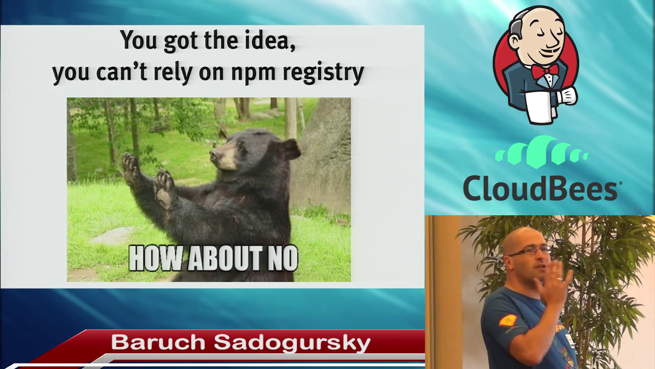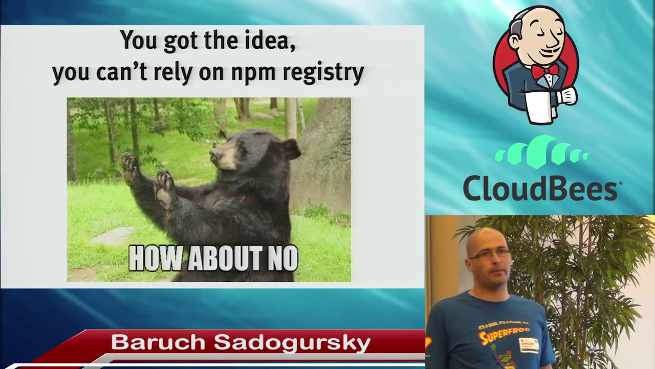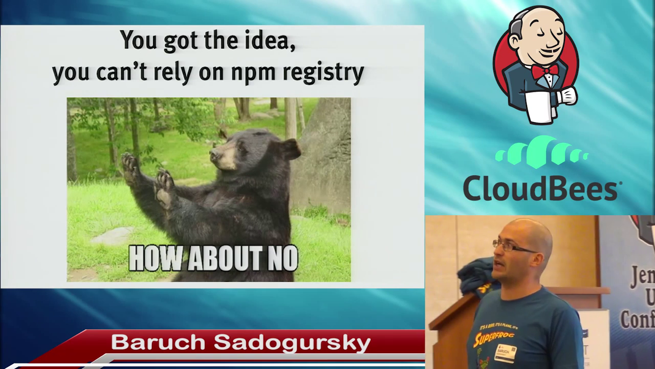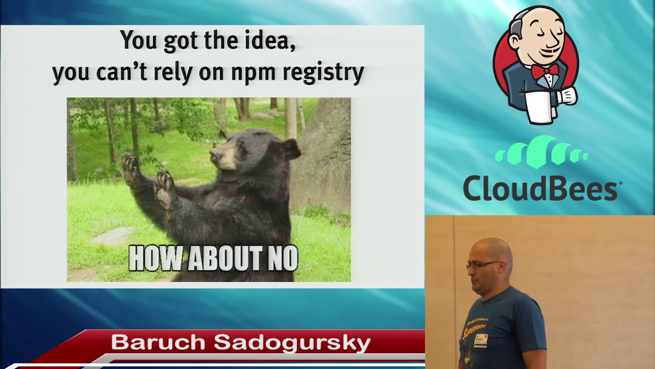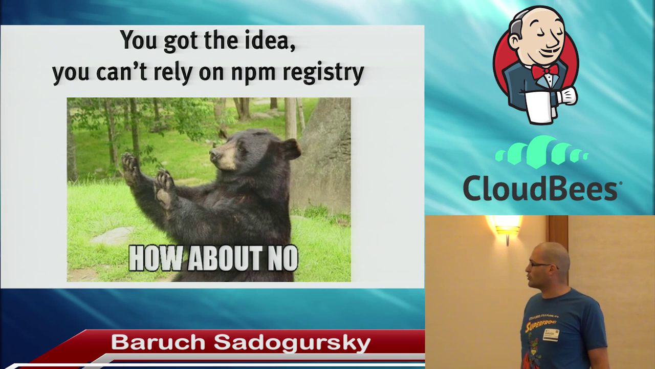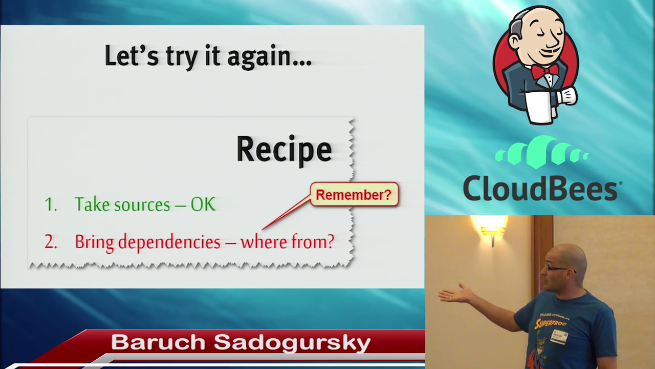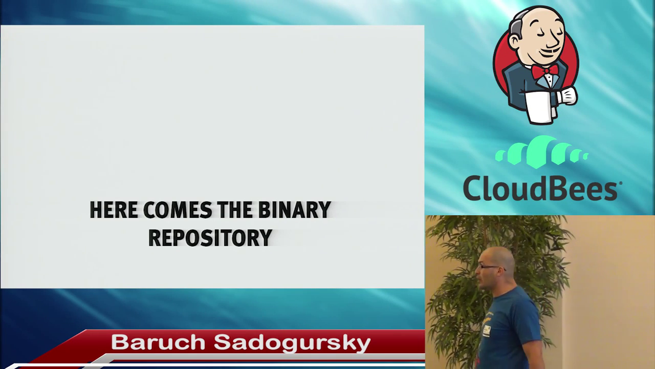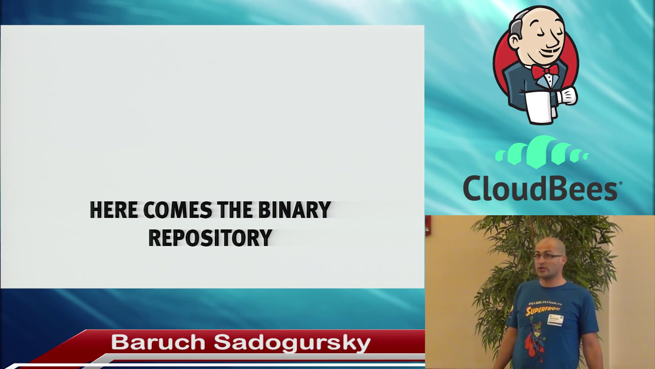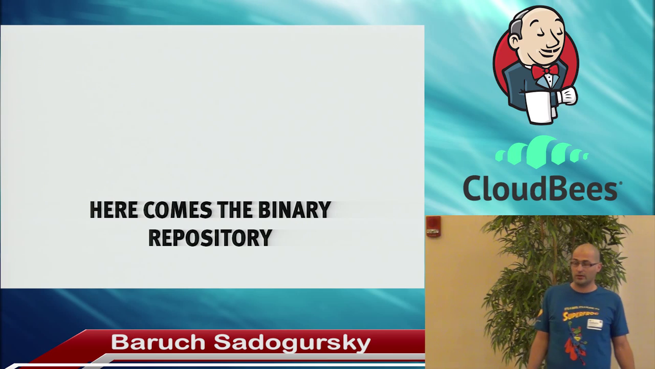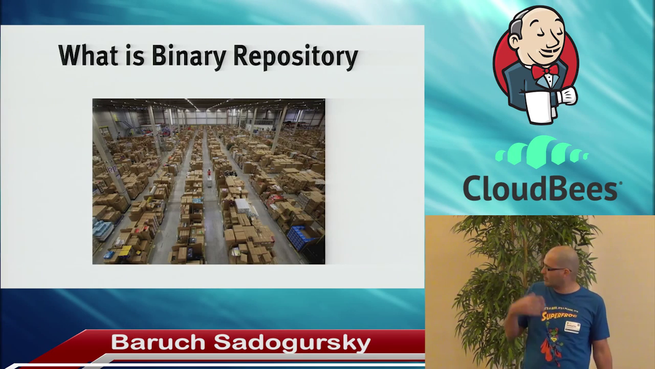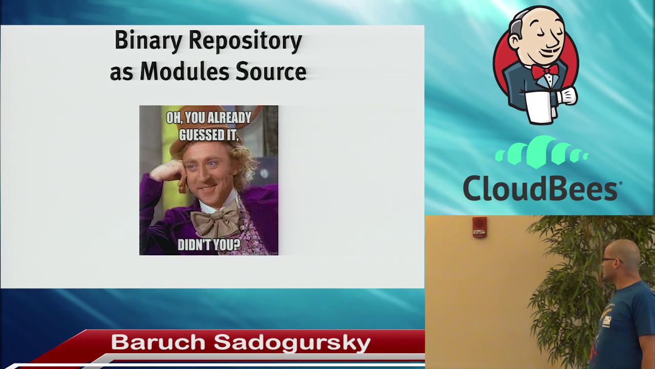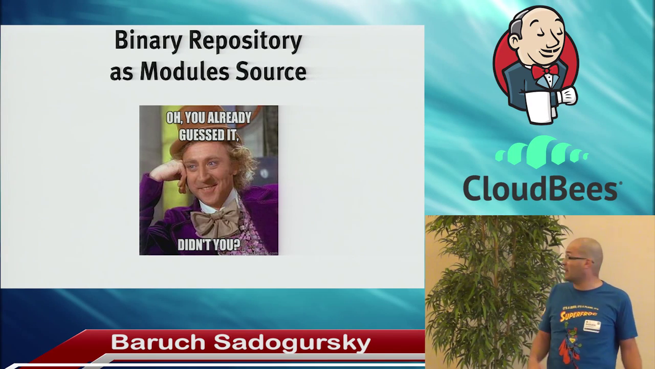So, no. You cannot rely on the NPM registry because it's down a significant amount of time, and it's full of garbage, and you definitely don't want to replicate it. So, again, where do you bring your dependencies from? The answer is, you need to have a proper binary repository in-house, which is not a replica of the CouchDB of the NPM registry. A binary repository is a source for your dependencies, right?